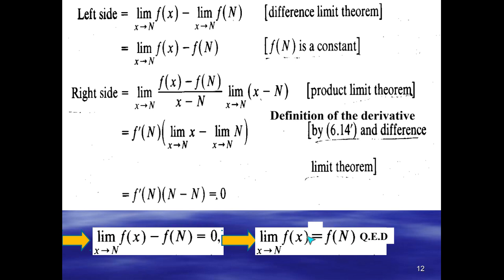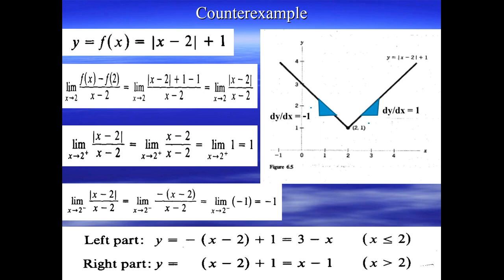So we have demonstrated, we have proven, that when a function is differentiable, when it has a derivative at that point, it is continuous. You see, from differentiability, we reach continuity. But from continuity, we cannot reach differentiability, as we will see shortly in our last counterexample.